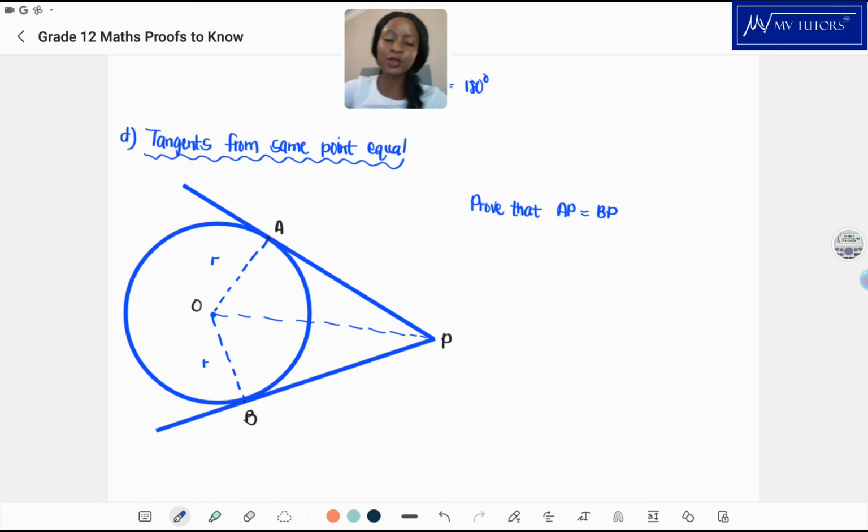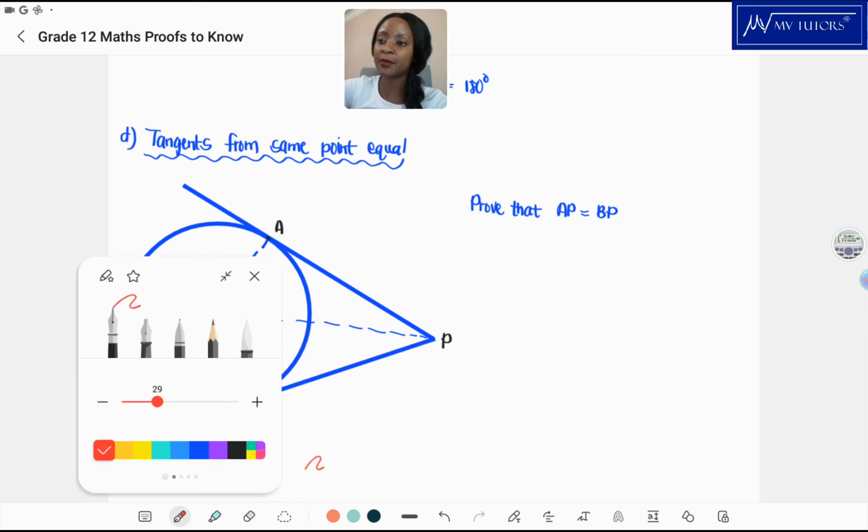So now we have two triangles. We have triangle AOP as well as triangle BOP, and we're trying to show that AP is equal to BP. So how are we going to start? I would try to use similarities. If I can show that these two triangles are similar, then we can conclude that AP is equal to BP.